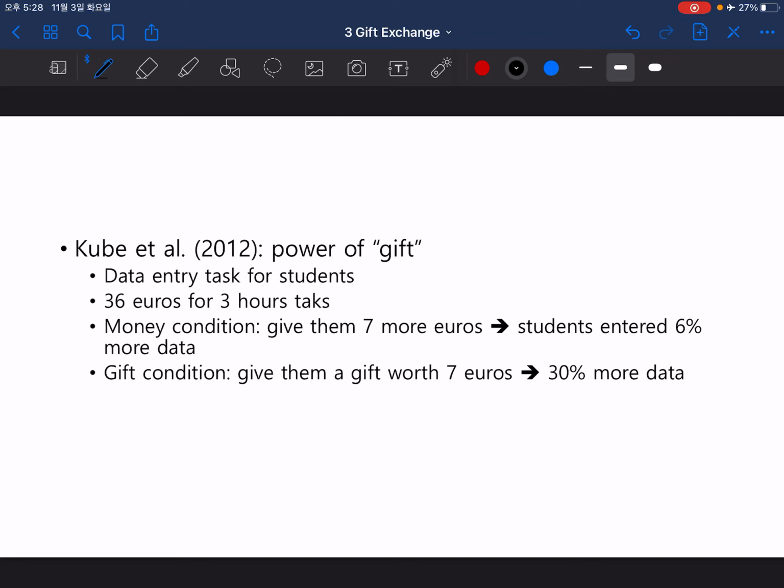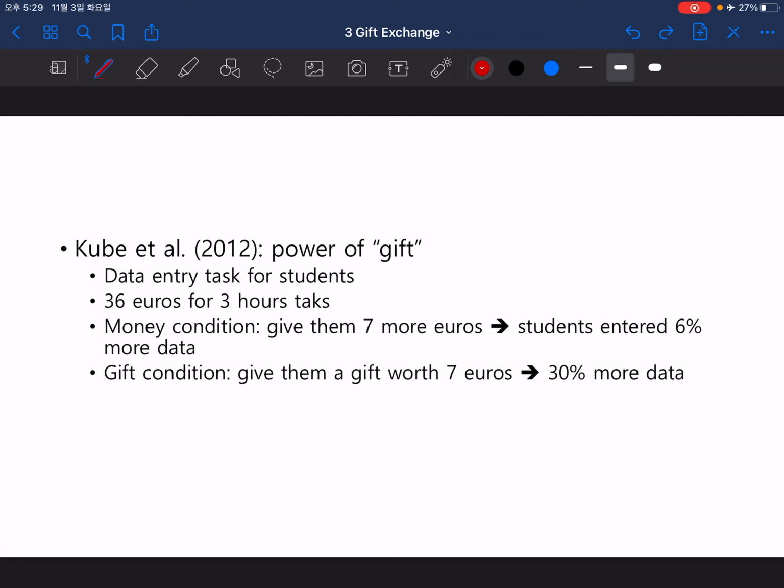And in this paper, they study this power of gift. In traditional economics, we say money is better. When you have a choice between money and some material gift, traditional economics says people are always going to choose money because money is better than any material gift. But maybe that's not necessarily true in reality. So here, the researchers recruited students for a data entry task, 36 euros for a 3 hour task. They give money to students, 36 euros, and ask them to enter some data from paper. They give a document to the student and ask the student to enter these numbers into a computer.